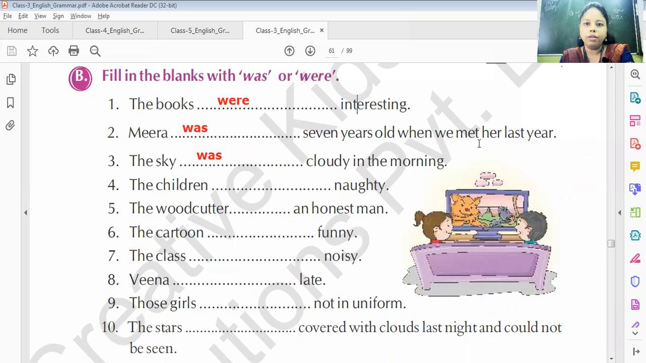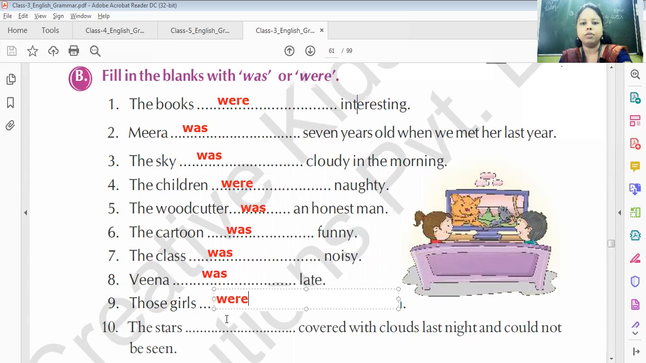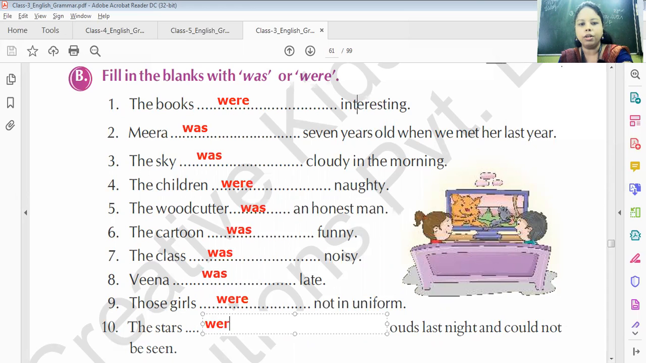Meera was 7 years old when we met her last year. The sky was cloudy in the morning. The children is plural form, so we have to use children were. The woodcutter, here we are talking about singular. Woodcutter was an honest man. The cartoon was funny. It is singular. The class was noisy. Veena was late. Singular. Those girls, plural, were. Those girls were not there in the evening. The stars were covered with clouds last night and could not be seen. So I hope that you all have done this exercise as well.